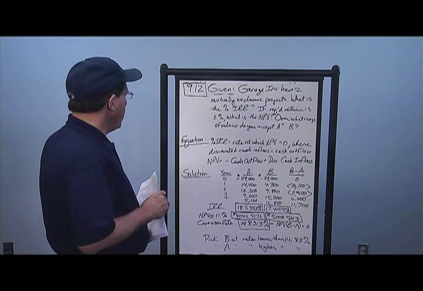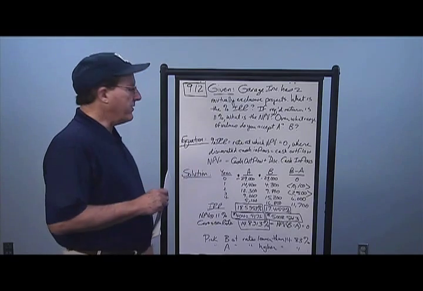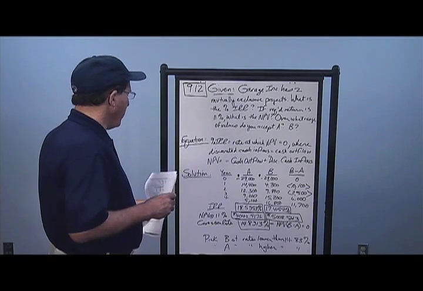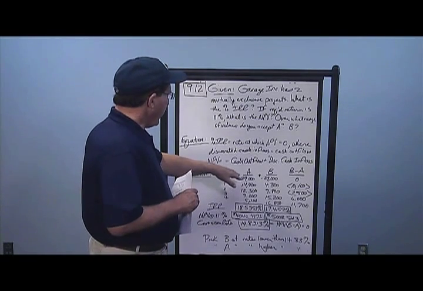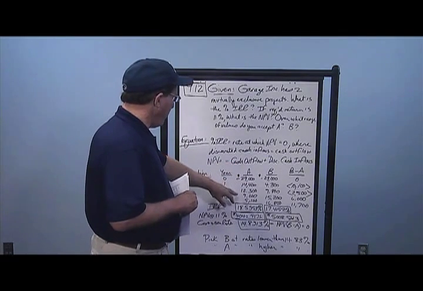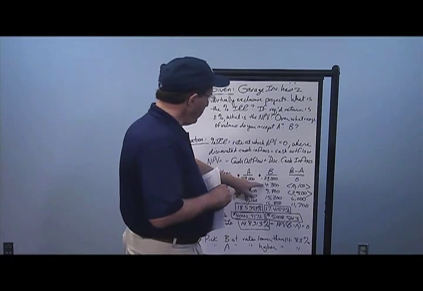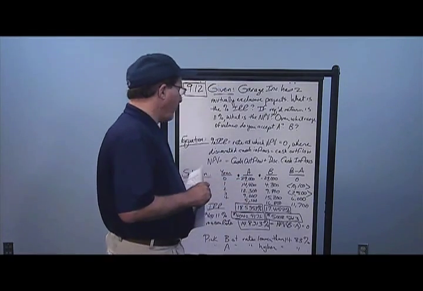So what is that rate? And also NPV is minus cash outflow plus the discounted cash inflows. So here are your cash flows, 29,000 out in both projects. A will give you 14,400 in, 12,300 in, 9,200 in, and 5,100 in. And B gives you these inflows for that $29,000 investment.